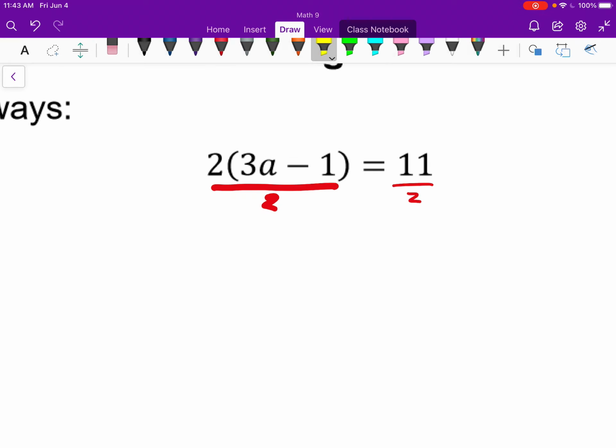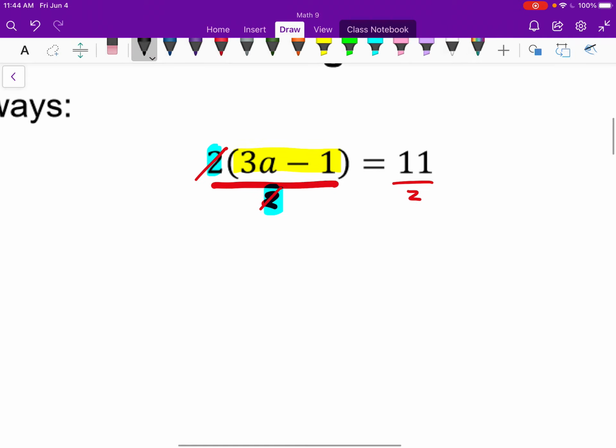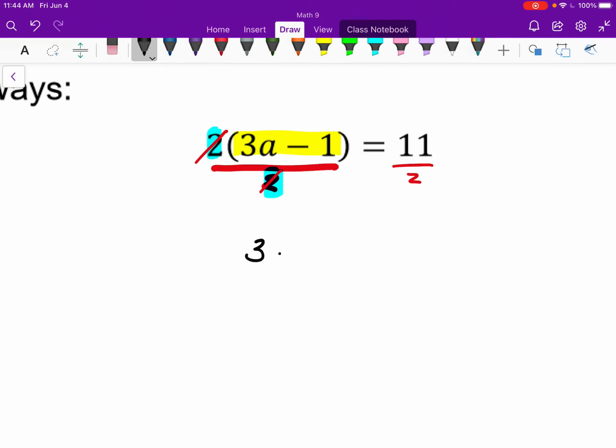If I look at the left-hand side, I have 3a minus 1 being multiplied by 2, and then being divided by 2. Well, those last two things I said are inverses of one another. They undo each other, they cancel each other out. So I don't really need to worry about this times 2 and divide by 2 because I can see they cancel each other out. So if I choose to divide both sides by 2, on the left-hand side, all I have left is 3a minus 1. On the right-hand side, I have 11 over 2, which is 5.5.